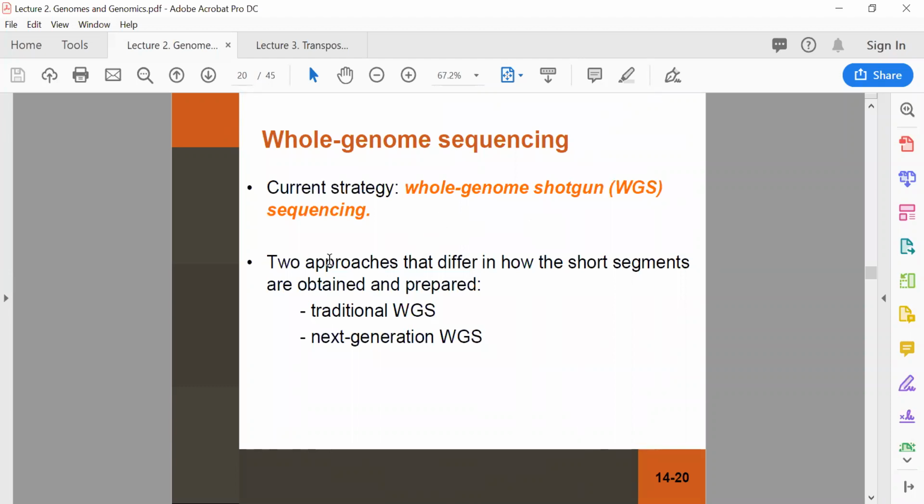All right, here are two different approaches that differ in how the short segments of DNA are originally obtained. The first approach is the traditional whole genome shotgun sequencing, and the more recent approach, even though it's actually been around for quite a while now, is called next generation WGS, normally abbreviated to next-gen sequencing. This particular method employs cell-free methods, so you don't need to use microorganisms, and it's designed for much higher throughput.